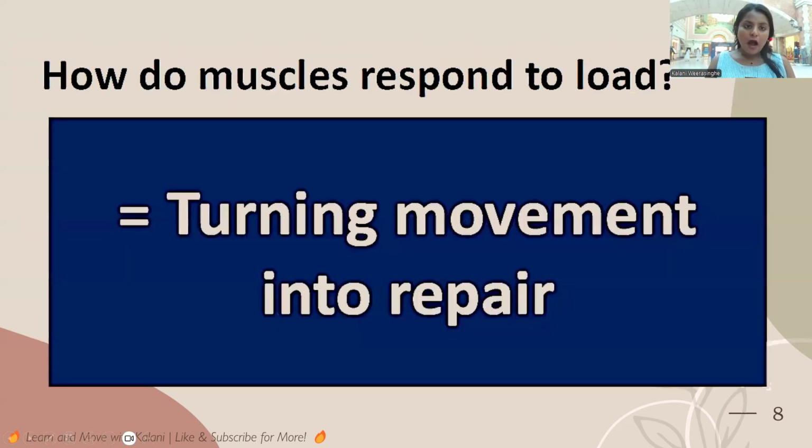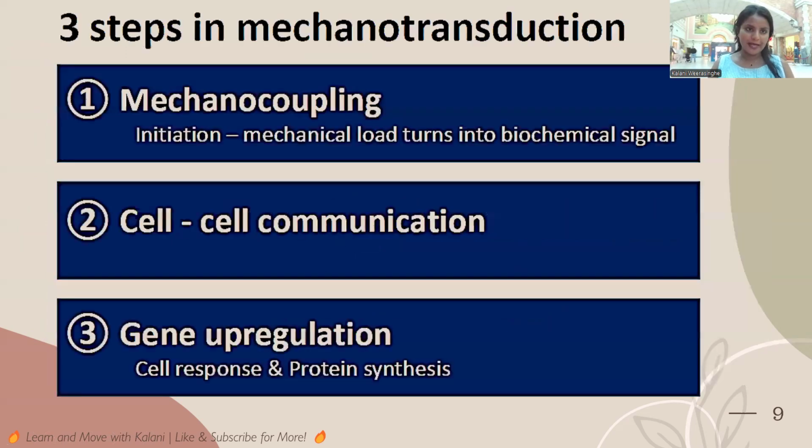How do muscles respond to load? Muscles can turn the movement into repair. Actually, there are 3 steps of mechanotransduction. First step is mechanocoupling. It is the stage in which external load triggers an internal biochemical reaction.